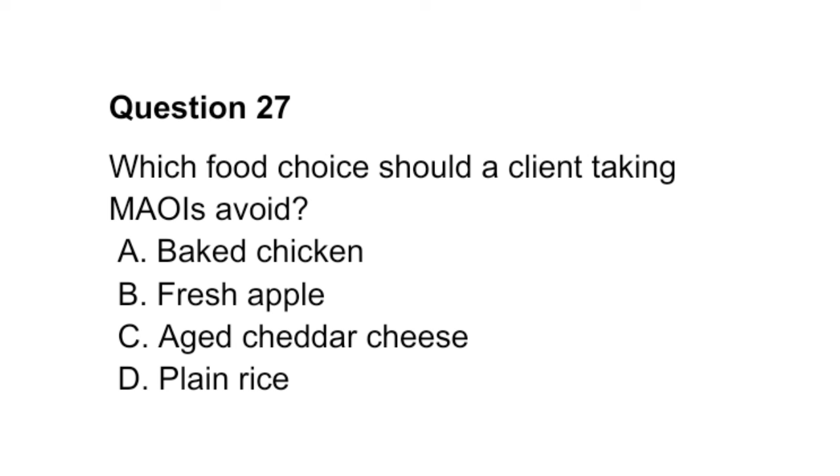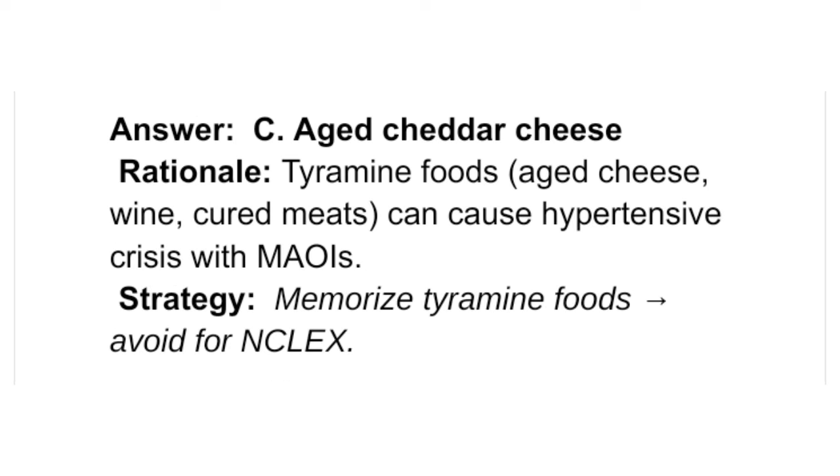Question 27. Which food choice should a client taking MAOIs avoid? A. Baked chicken. B. Fresh apple. C. Aged cheddar cheese. D. Plain rice. Answer: C. Aged cheddar cheese. Rationale: tyramine foods, aged cheese, wine, cured meats, can cause hypertensive crisis with MAOIs. Strategy: memorize tyramine foods to avoid for NCLEX.